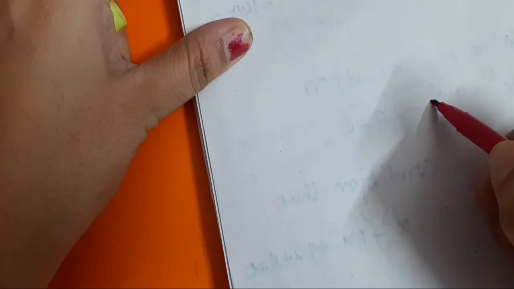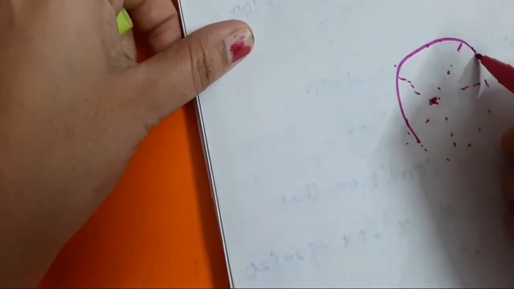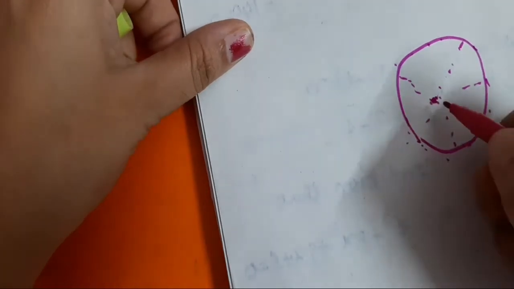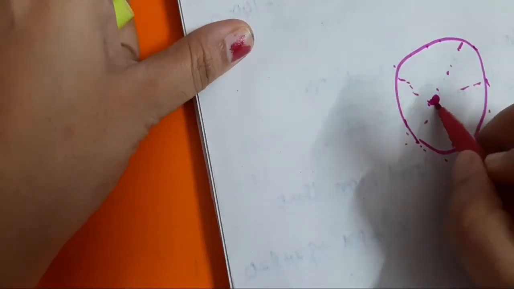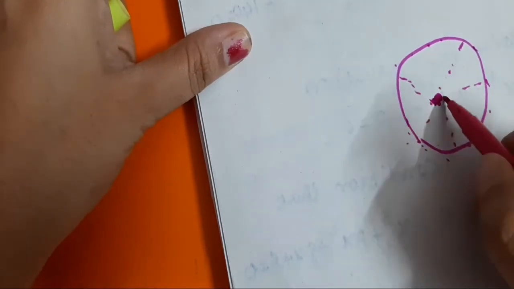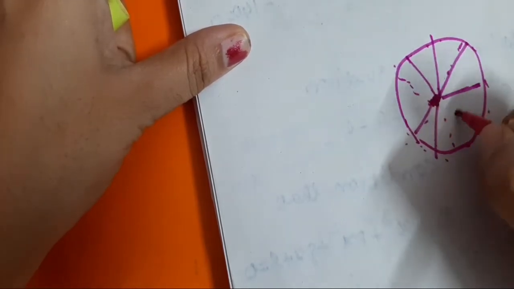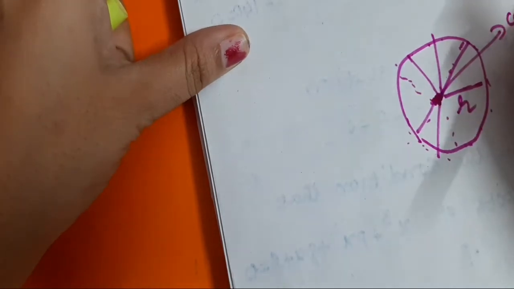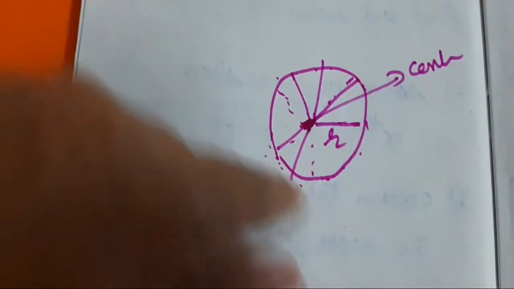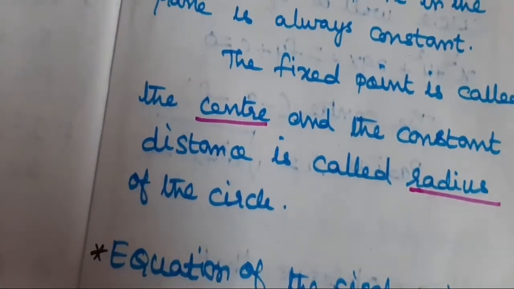So, for example, we are taking a point here. So this is a locus of the point. If you join all these points, we can get a circle. So this fixed point is known as the center of the circle. The constant distance we are having is called the radius of the circle. So this is the radius and this is the center of the circle. So this is the definition of the circle.